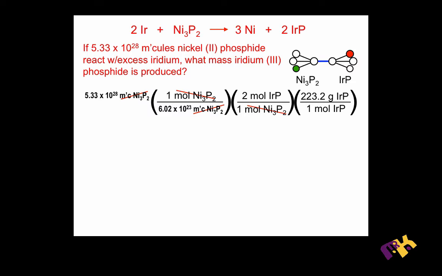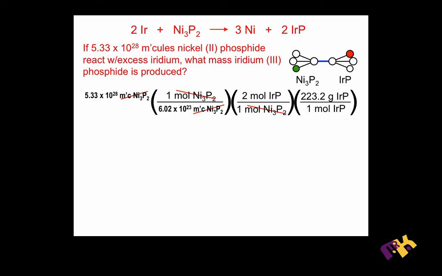So we're going to set that up. Avogadro's number on the bottom to 1 mole on top. That cancels away molecules, gets us in the moles of nickel 2 phosphide. Then in the middle conversion term, we need to get out of moles of the nickel 2 phosphide into moles of iridium 3 phosphide. It's a 1 to 2 ratio from the balanced chemical equation. 1 mole of this nickel 2 phosphide to 2 moles of iridium 3 phosphide.